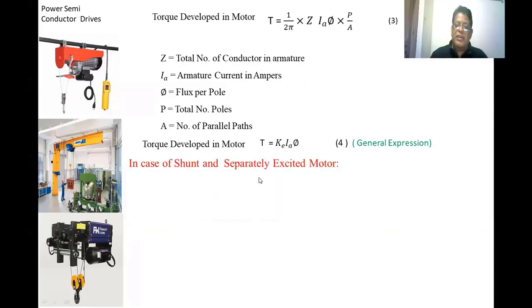In case of shunt and separately excited motors, the flux is constant. Once the flux is constant, the back EMF is Eb equal to Ke into omega into phi. This phi is constant, so Ke and phi are also constant in a shunt and separately excited motor. So we replace Ke into phi with a separate constant K. So Eb we can write as K into omega.